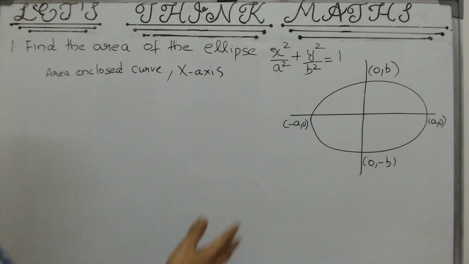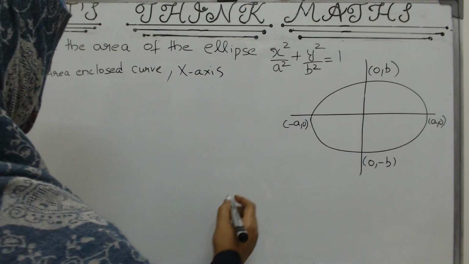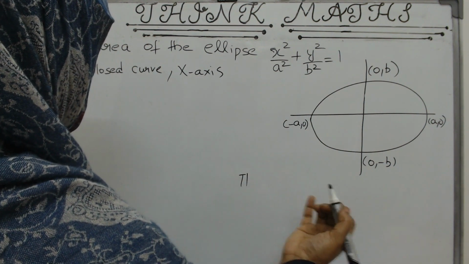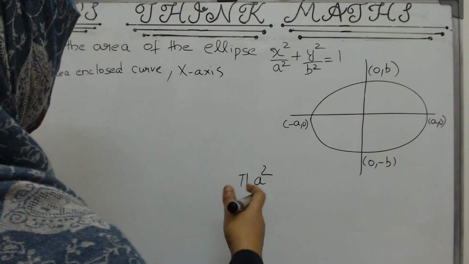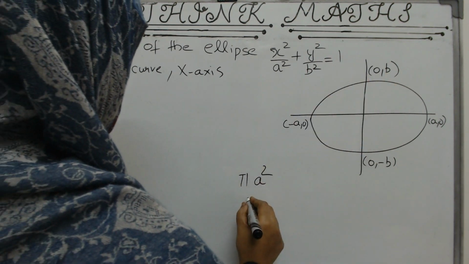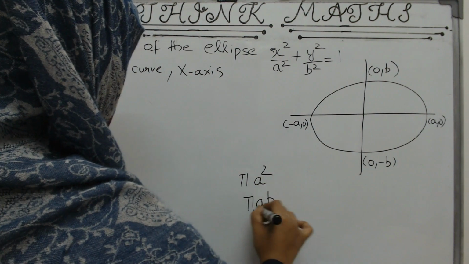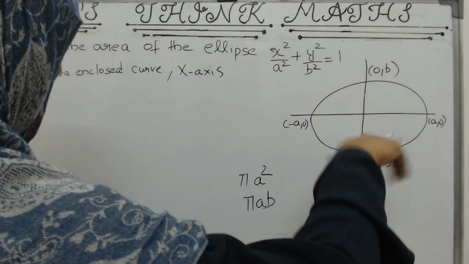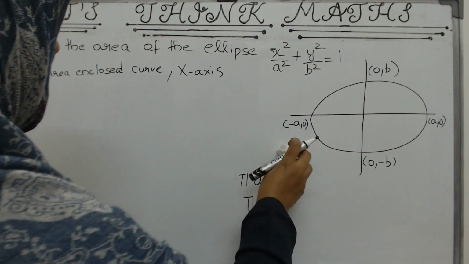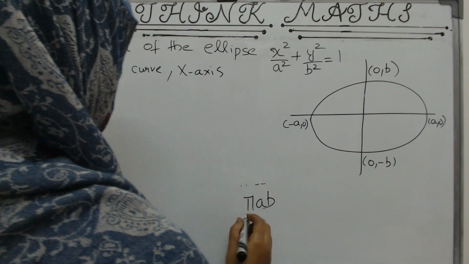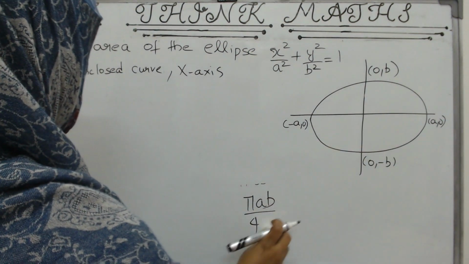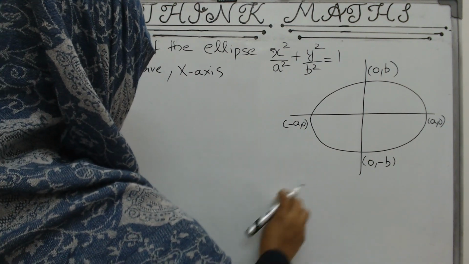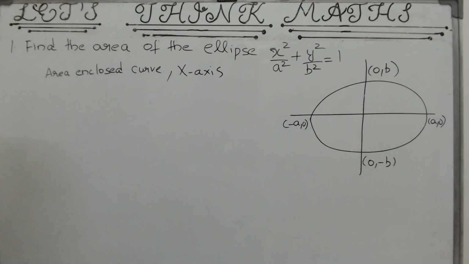Even before you start, you should know what the answer is, right? What is the area of a circle? It will be pi a square, where a is the radius, and for an ellipse it will just be pi ab. The area of the whole ellipse will be pi ab. Then its quarter will be pi ab divided by 4. So this is the answer. This area, this should be your answer. This is what we are aiming for, but we will see how we come to it.